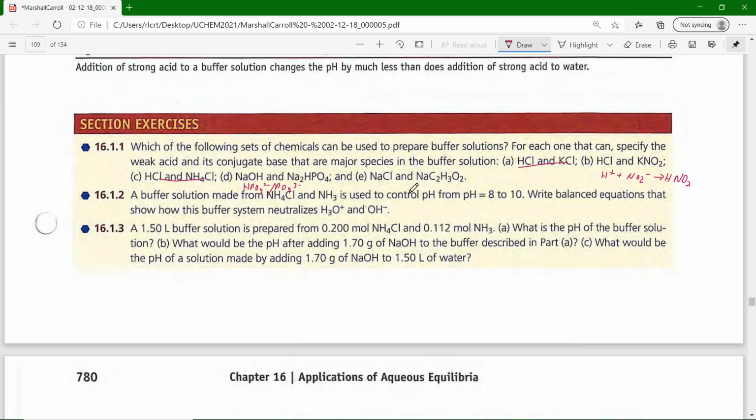Section exercise 16.1. Not suitable for A. Yeah, we crossed it out. B, HNO2 and NO2 minus, good. C, we said was not suitable, good. D, HPO4 2 minus and PO4 3 minus, that's good. E, not suitable. Okay, 16.1.2, I don't care about that. 16.1.3 is an important one that I want you to try on your own, okay? Struggle with it. If you have any problems, we can talk about it in class.